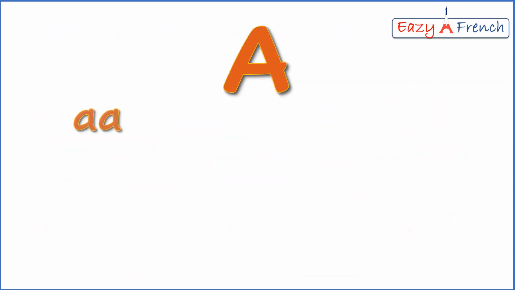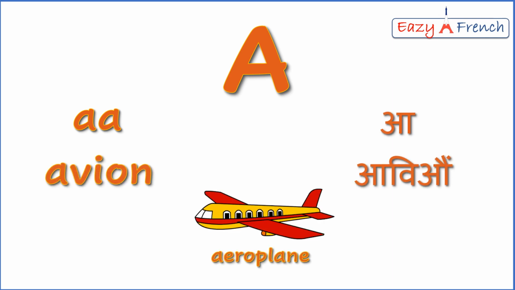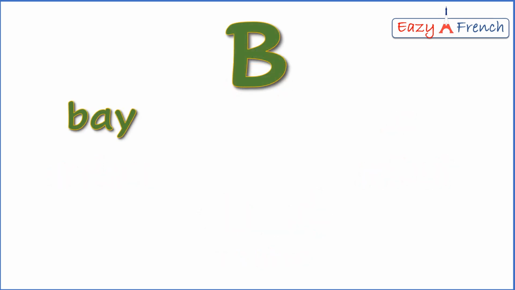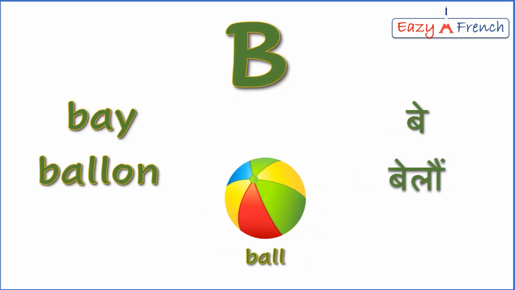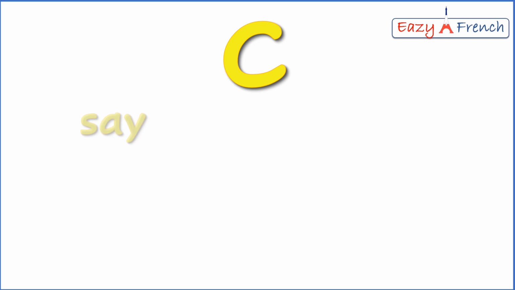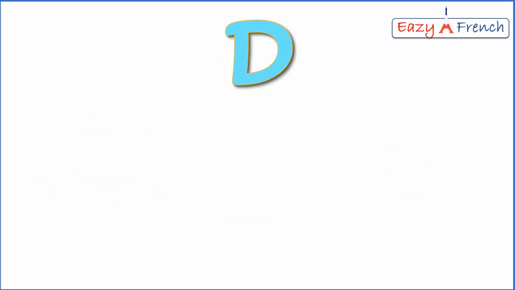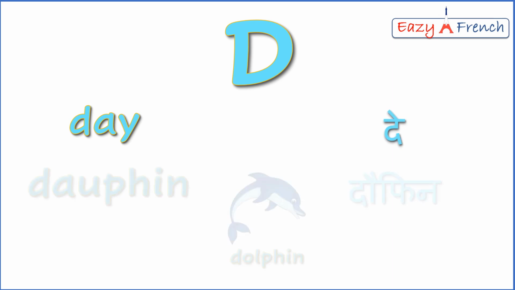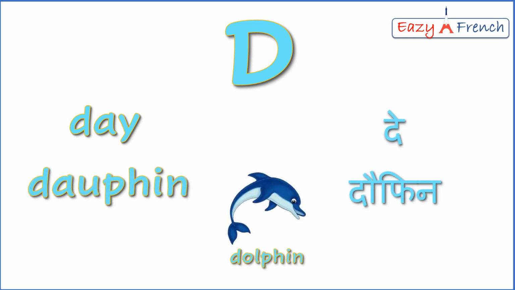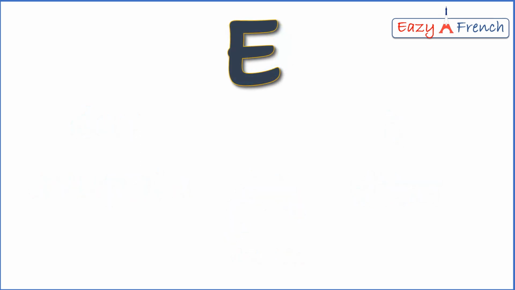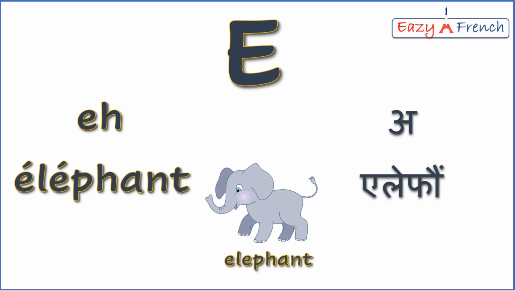A, that is A, avion, a plane. B, that's B, ballon, a ball. C is called C, crayon, a pencil. D, it is D, dolphin, a dolphin. E, it is E, éléphant, an elephant.